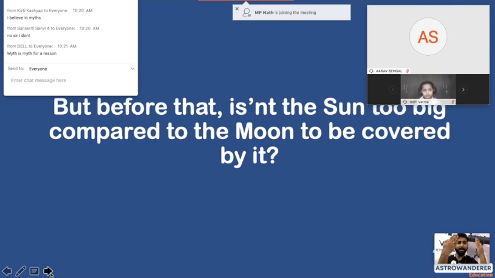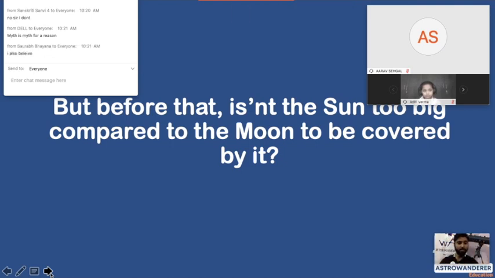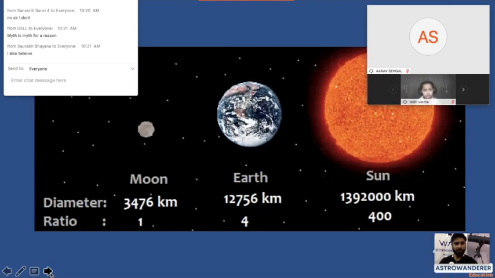If this is the sun, and if the moon has to cover it, it has to be equally big, right? So let's see what the actual facts are. If I compare the diameters, the moon's diameter is nearly 3,500 kilometers, but the sun's diameter is somewhere around 14 lakh kilometers. Now when you compare this, the ratio of the sun's size to the moon's size, the sun is actually 400 times bigger than the moon. That seems quite impossible for the moon to cover it, right?